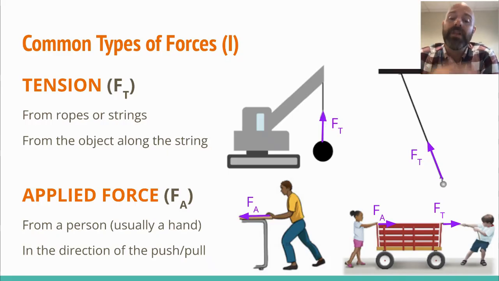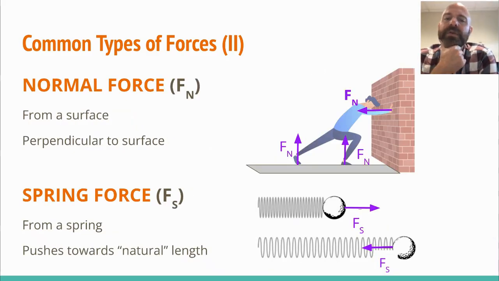Another type of force is an applied force, and this is what we use whenever someone, animal or human, takes a hand or a foot or something, but touches an object and pushes or pulls. That's usually what we call an applied force. 2 other types of forces that are helpful to know.